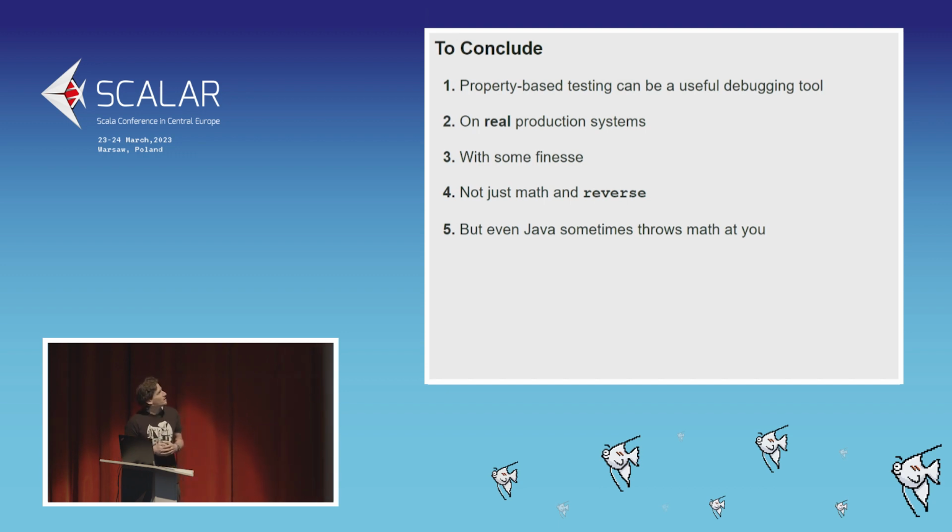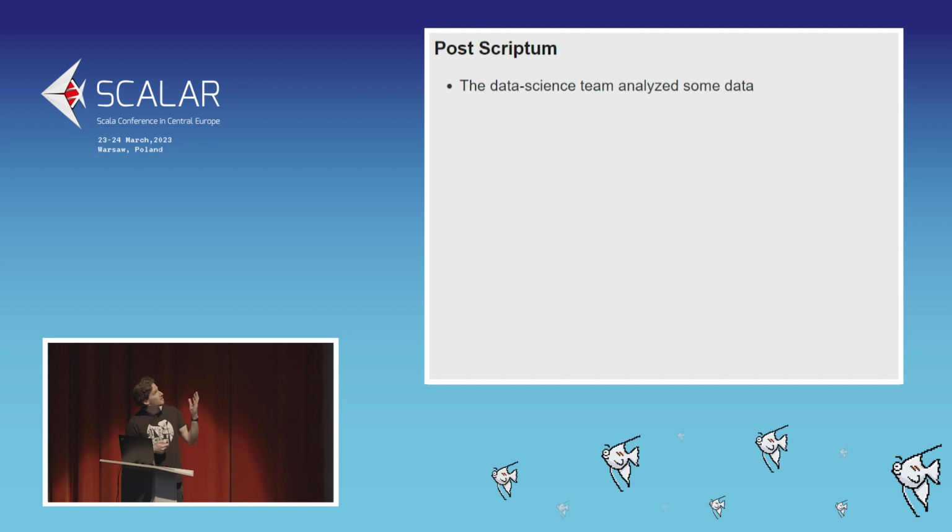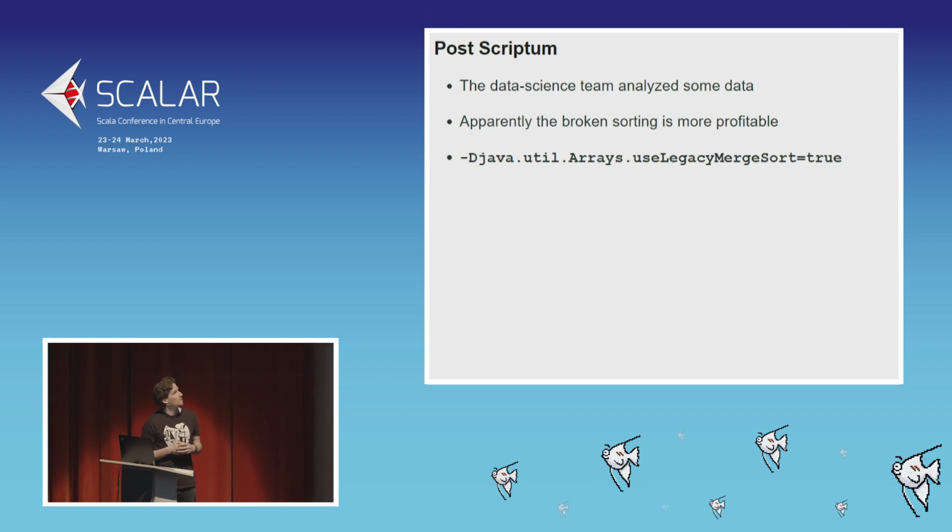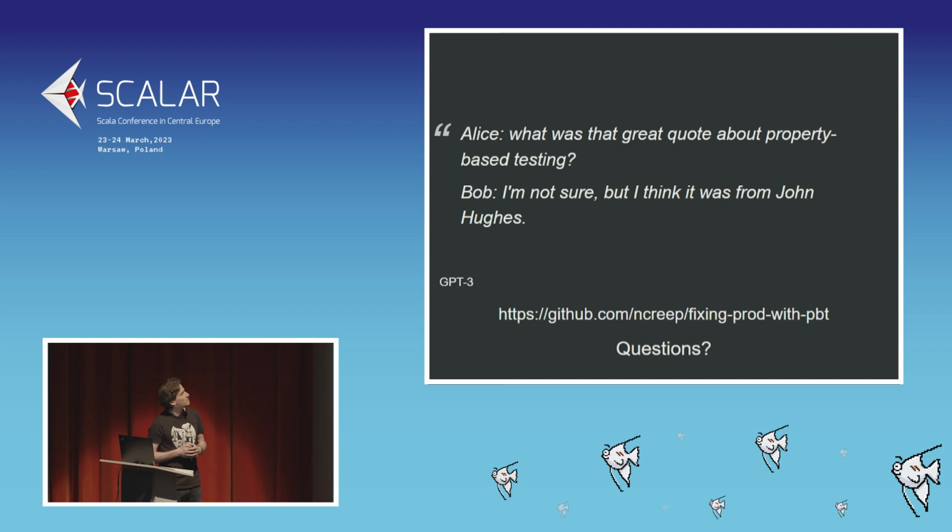And just as a final note, the data science team analyzed some data, and apparently the broken sorting is more profitable for our company. And luckily, Java has our back. We can just revert to the old sorting algorithm with a single flag. We could have avoided the whole thing to begin with. And I'm out of time, so this is the full code with the slides, and you can actually run the properties and do everything. And thank you.